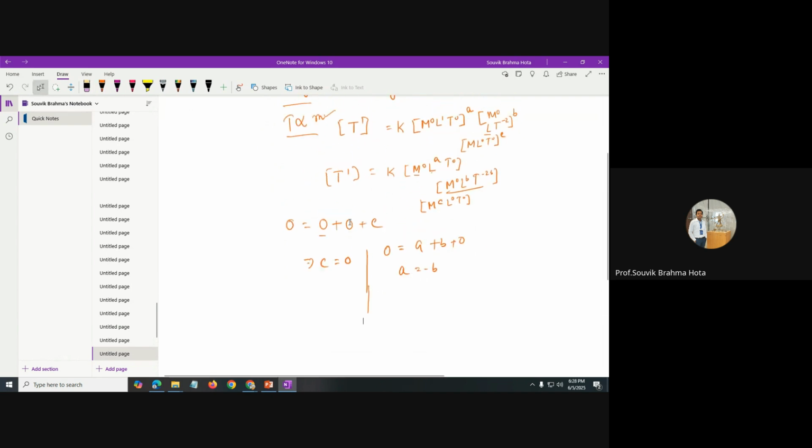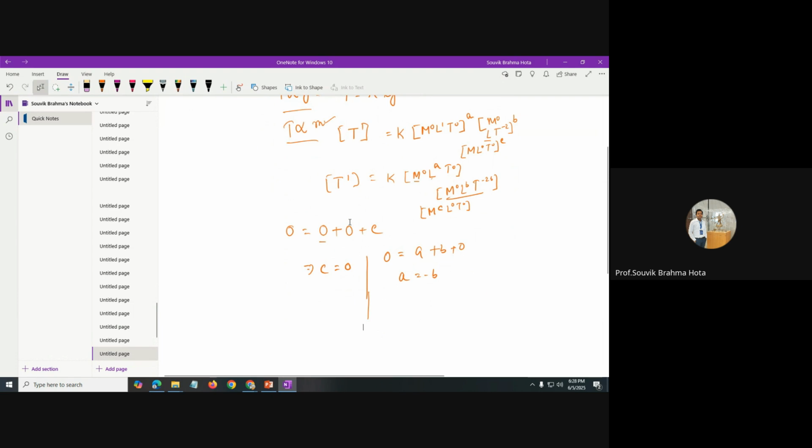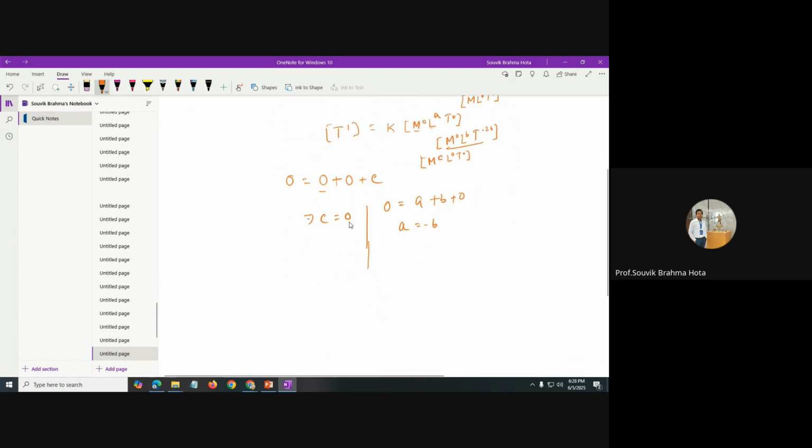Another thing, you see, with the time you can do time, because left hand side time having 1 power 1. So 1 is equal to, right hand side this having 0. Here you have minus 2B, and here again 0. So 2B is equal to minus 1, B is equal to minus half. So therefore A is equal to only half. Okay. So what you can get from this?